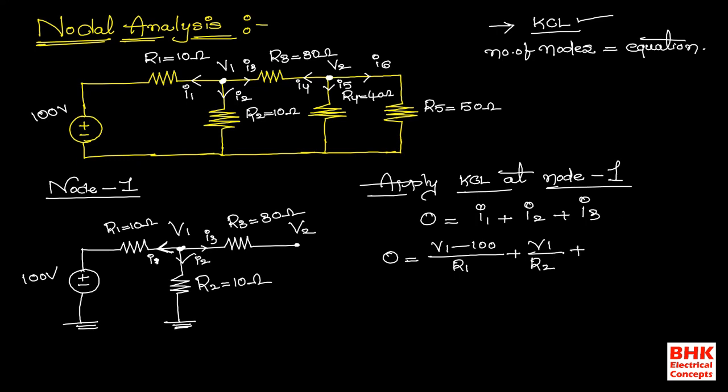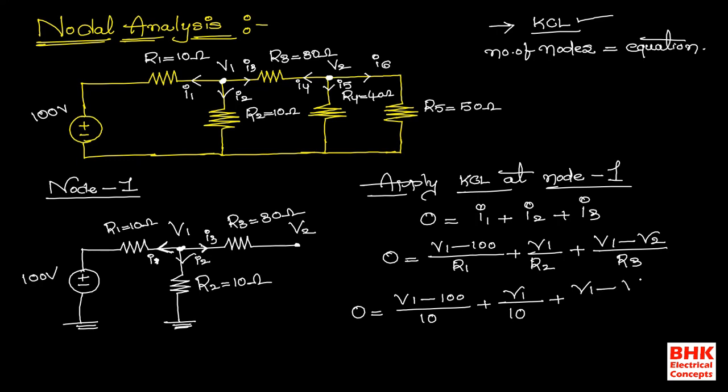Next, plus I3. I3 is the current starting from V1 and flowing towards V2 through resistance R3. Just see here, it is flowing between V1 and V2 through R3. That is the reason for (V1 minus V2) divided by R3. Okay, now simplify. First we need to substitute the value of all the resistances in this expression. The value of R1 is 10, plus V1 divided by R2, which is also 10, plus (V1 minus V2) divided by R3, which is 30.